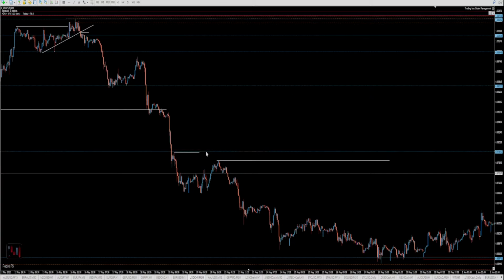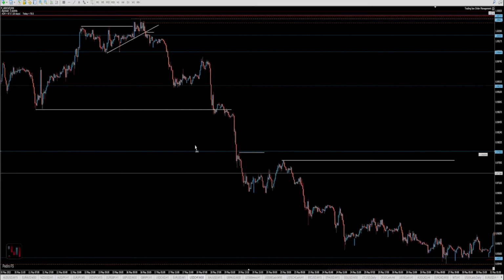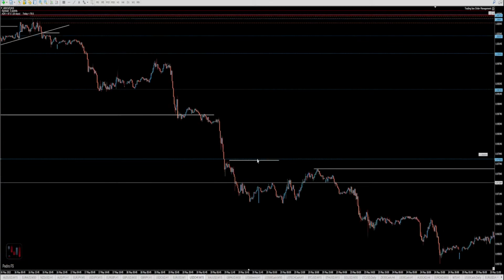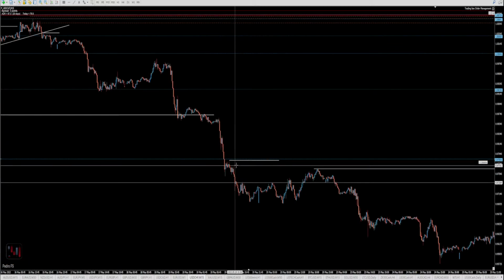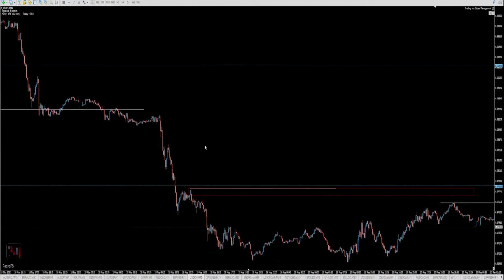But, oops. We had even this level, so we can see that this zone in here was still fresh. Price never really got there. Price just stayed within this zone, never took the orders from there, and eventually it did now, right?